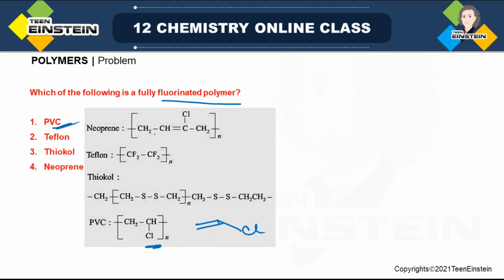And neoprene, here the starting material is actually 1,3-butadiene having chloro substituent. The position of double bonds is now changed, but this is the basic unit. Thiokol, though we have not discussed it, but look at this structure, it is having sulfur heteroatom. Only Teflon has the presence of fluorine. So it is fully fluorinated, because if it is CH2 single bond CH2, the starting material is ethene. But in this case, the starting material is F2C double bond CF2. So it is fully fluorinated polymer. Okay, so that is why this is the correct option.